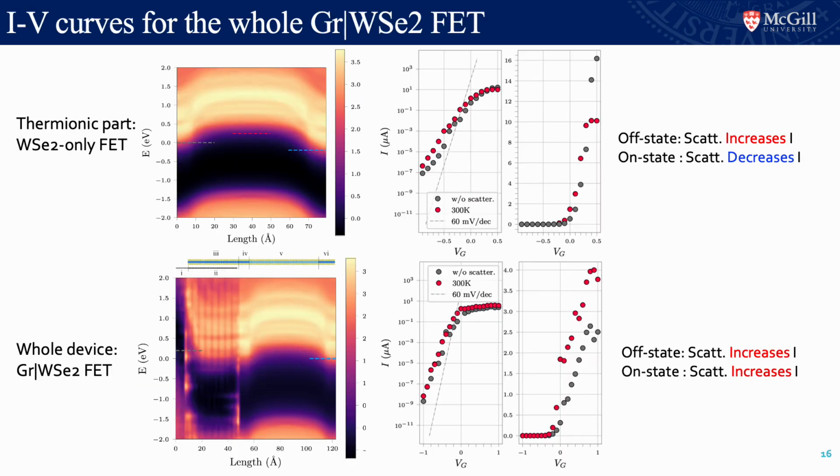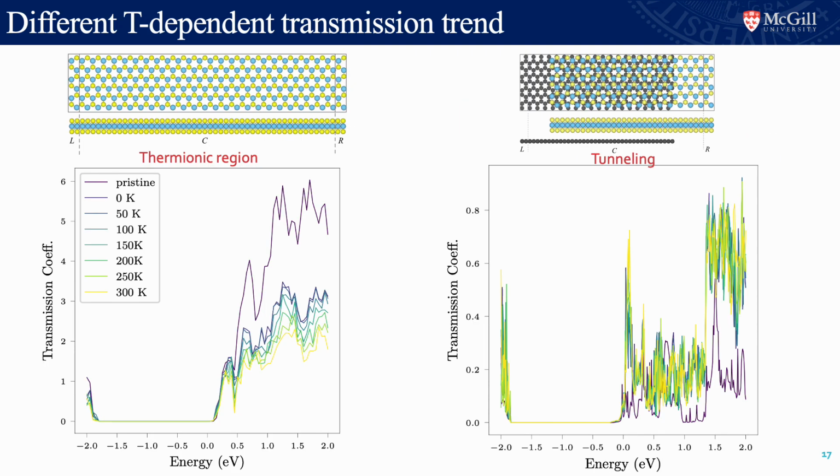Comparing with the thermionic part of the tungsten diselenide only device, the IV curve of the whole direct source device when considering scattering shows an increase in both on and off state of the current. This can also be clearly seen in the transmission trend of the two regions. For the tungsten diselenide only thermionic part, transmission decreases with considering scattering, while for the tunnel region, generally the transmission increases.